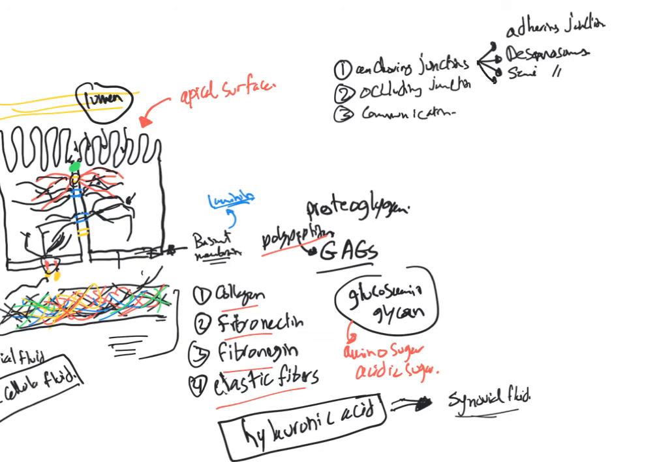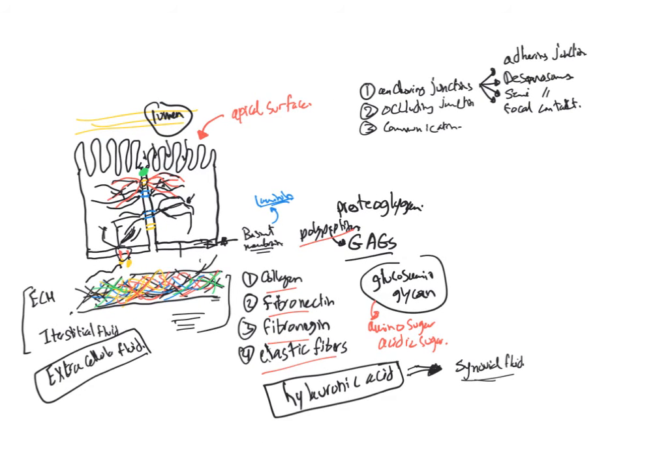And lastly, for this one, we're having focal contact. And focal contact is pretty much like semi desmosomes, but it's only different in that the cytoskeletal partner would be actin. It's not intermediate filament. Okay, so this is for the anchoring junctions.